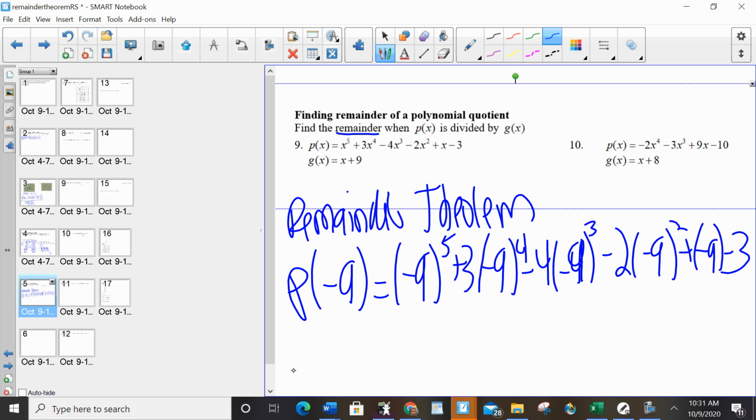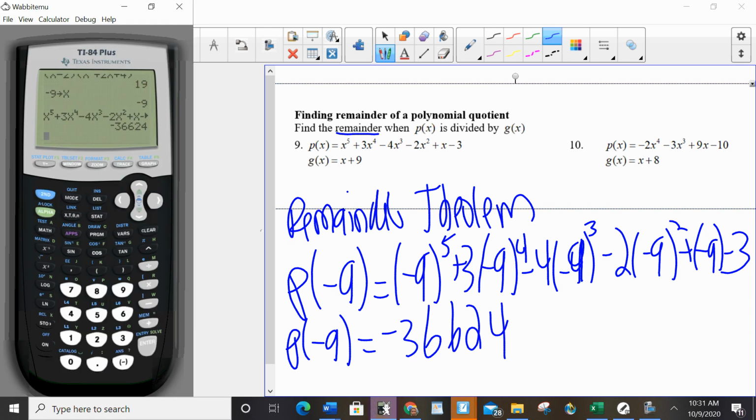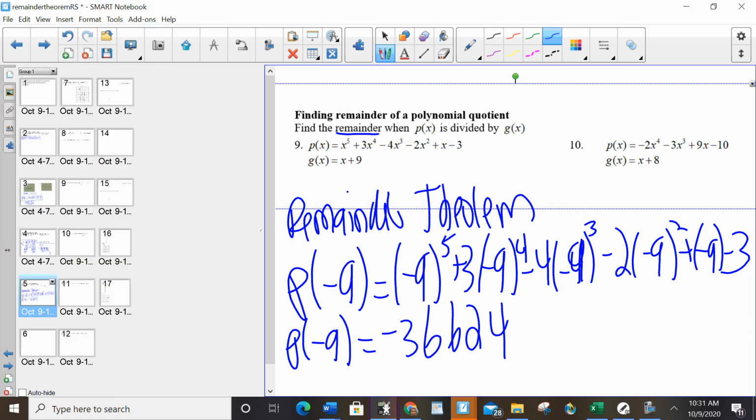P of negative 9 equals negative 36,624. Did I copy that down correctly? Yes. So that's the remainder. If I were to have used long division or synthetic division, I would have ended up with that same thing.